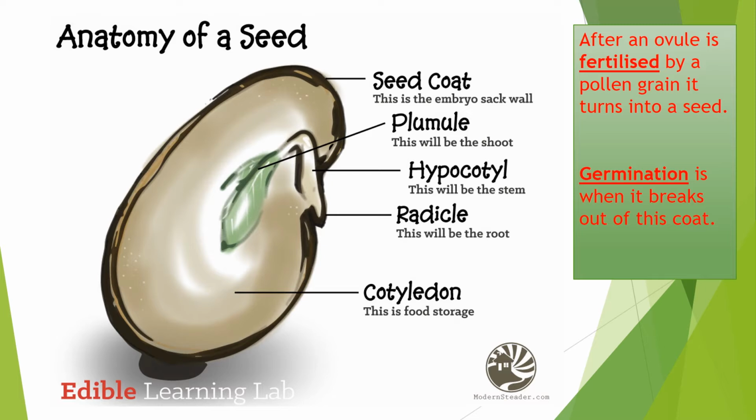So after an ovule is fertilized by pollen grain, it turns into a seed, and then germination is when the seed breaks out of this coat, okay, germinates in the ground.